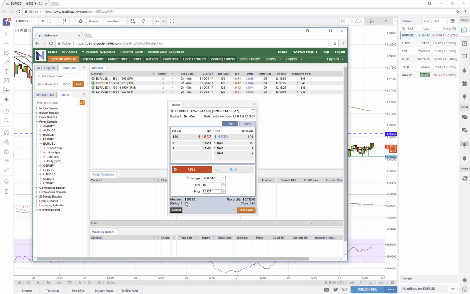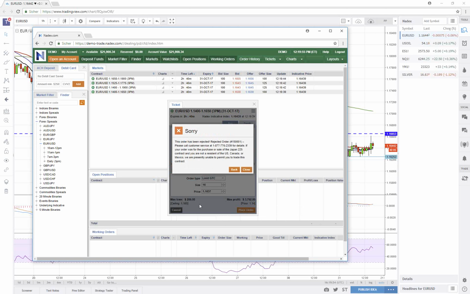My maximum profit, once again, I cannot lose more than those 208 that I'm paying now to enter the transaction. My maximum profit, however, would be 3,792. When will I get this maximum profit? I only get this profit if the market drops to or below 114 within the next 2 hours and 40 minutes. Once again, I think this is highly unlikely, but I think the market might further push in that direction.